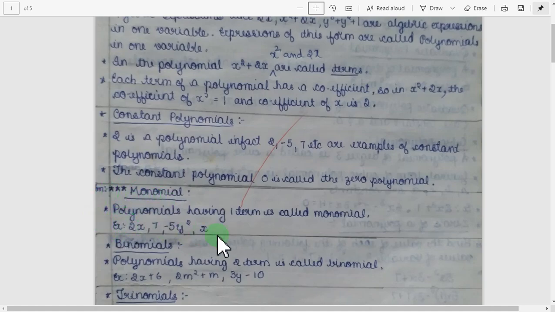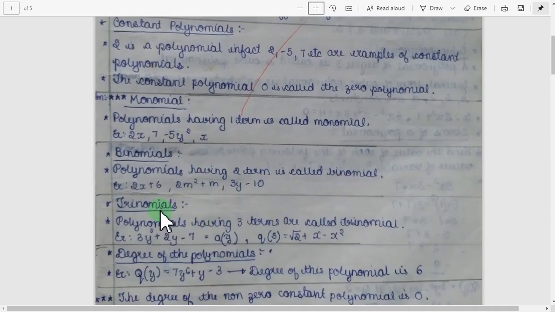Monomial. Polynomials having one term are called monomials. See, 2x is one polynomial; it contains a single term. 7 contains a single term, and it is also a constant polynomial. Minus 5y square, together you have to take, is one term. This also is one term. So all these four polynomials contain a single term. These polynomials are called monomials. Monomial means a polynomial having only one term.